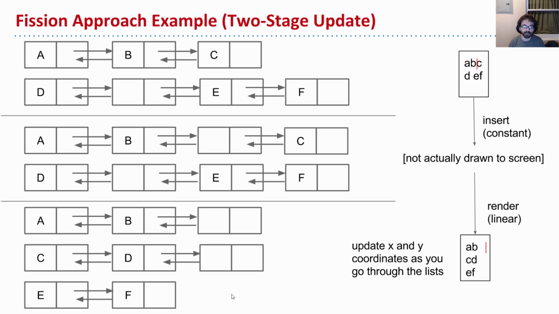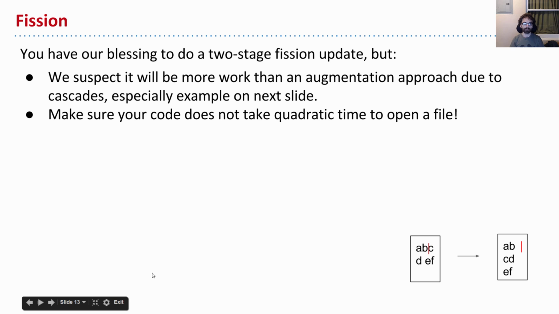So that's what the fission approach looks like. That's what I mean by cascades. Whenever you kick C to the next list, it also causes E to get bumped to the next list, or EF gets bumped to the next list.